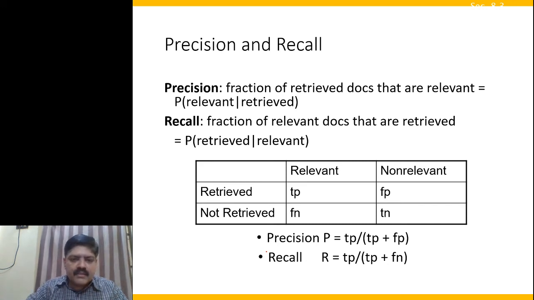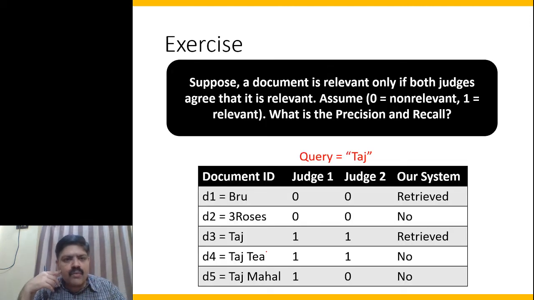I hope this is clear to you so far. So let's move on. Let's do one more exercise to ensure that we understood the idea correctly. Suppose a document is relevant only if both judges agree that it is relevant. Let's say I hired 2 judges to manually go and explore the collection and annotate documents as either relevant or non-relevant to a given query.